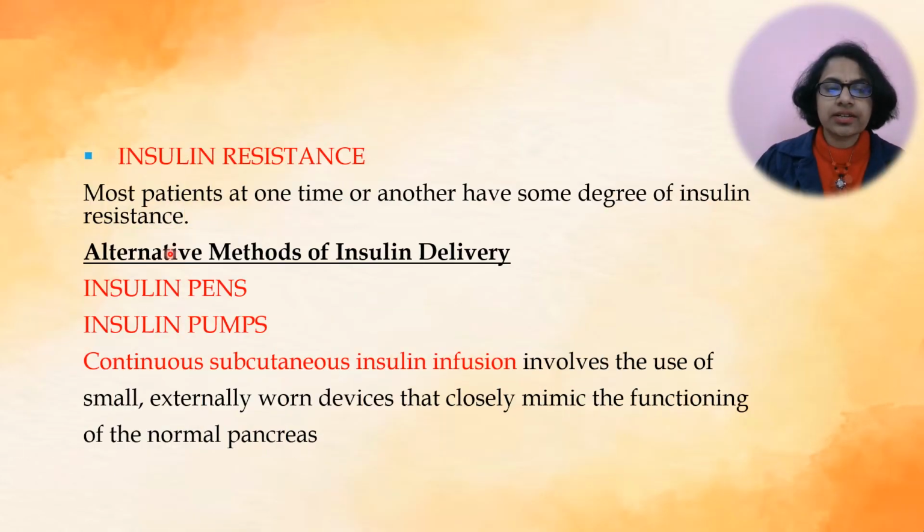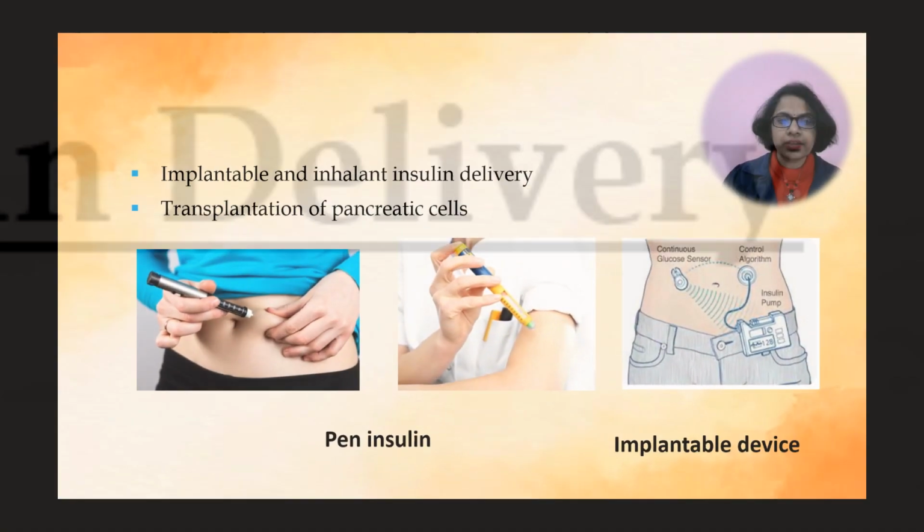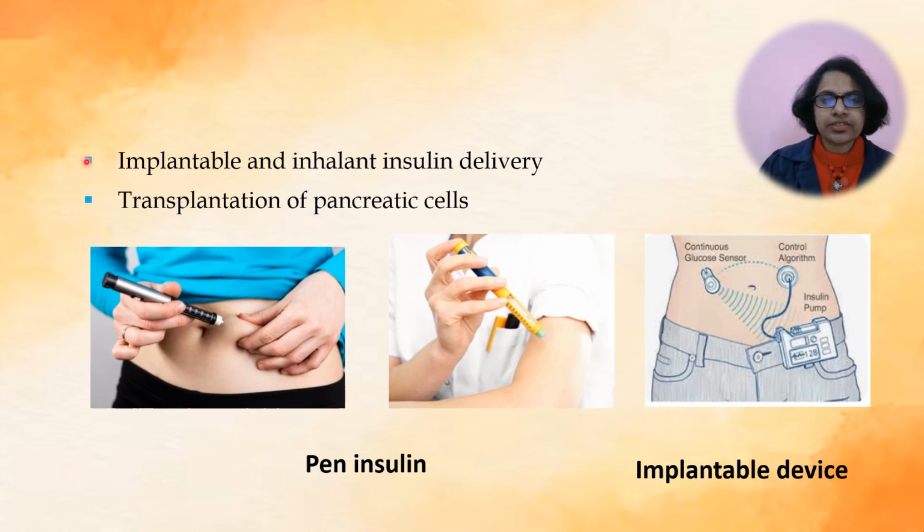Then insulin resistance. Most patients at one time or another have some degree of insulin resistance. Alternative methods of insulin delivery are insulin pumps. Continuous subcutaneous insulin infusion involves the use of small externally worn devices that closely mimic the functioning of the normal pancreas. Some other methods are implantable or inhalant insulin delivery. The other one is transplantation of pancreatic cells.